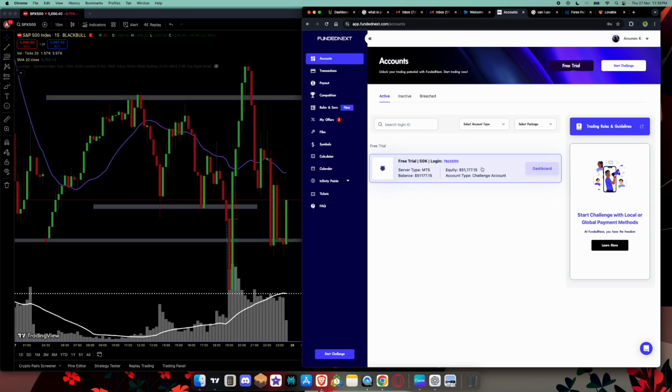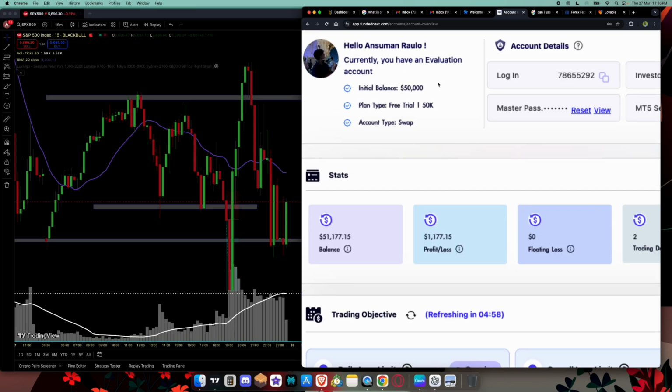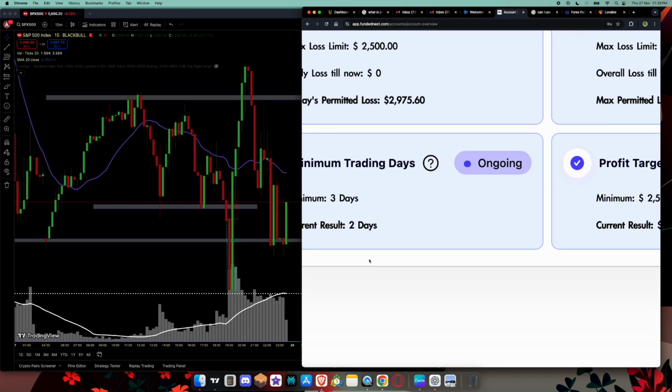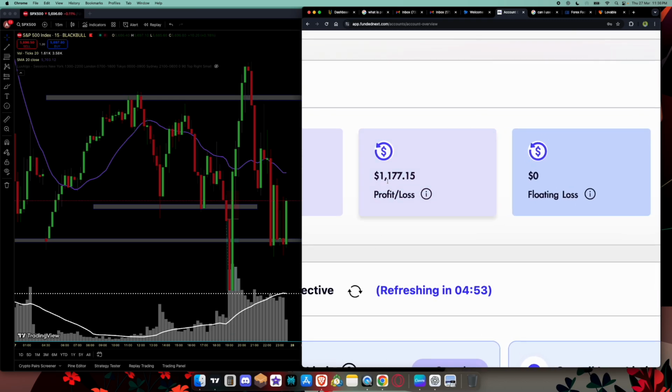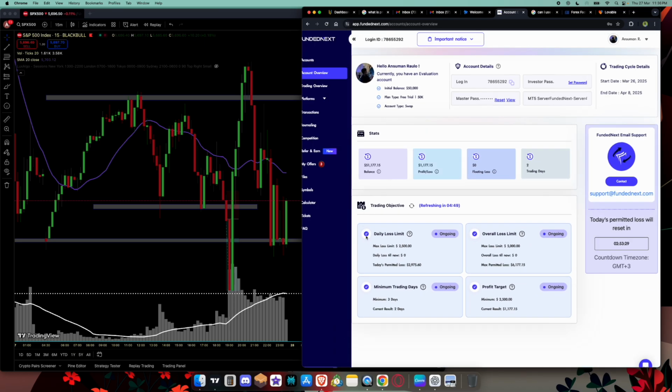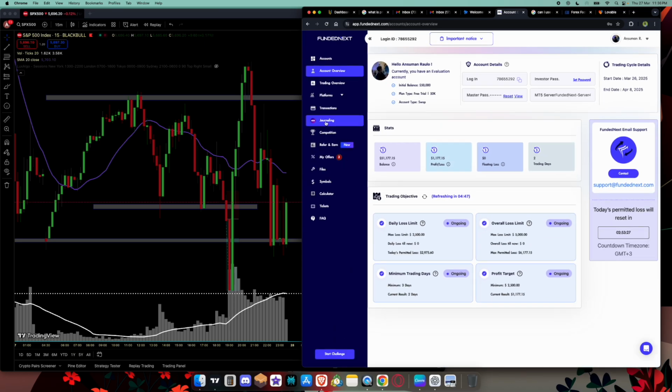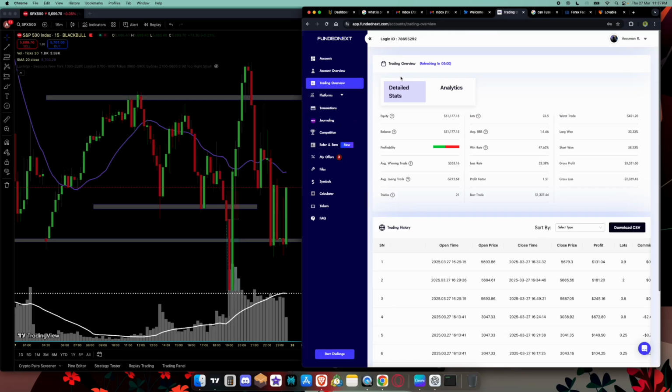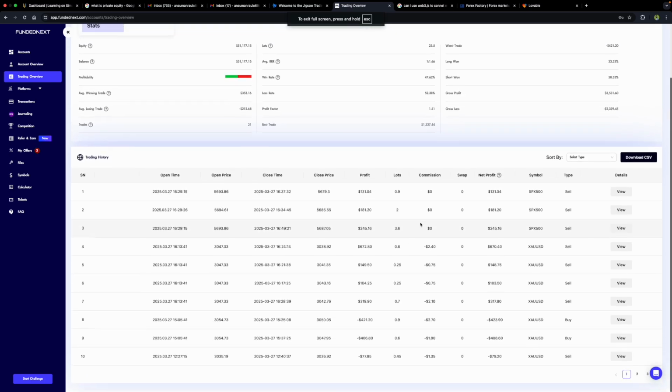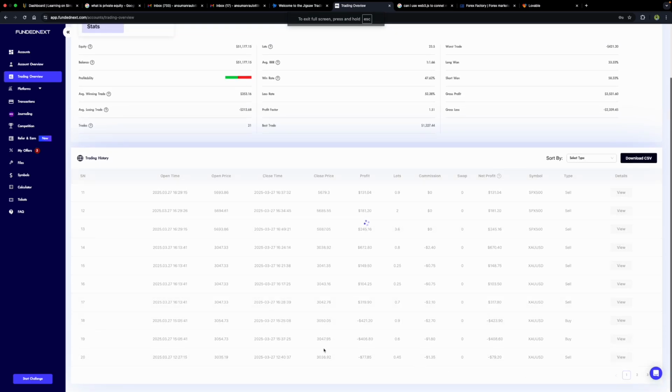So we are trading this funded account, which has an initial balance of $50,000, and we are currently sitting at $1,177. Today we faced some losses, some drawdowns, and also some winning trades. But the most important part is, guess what, we closed in positive. We closed at $480 positive. This is my trading history for today, as you can see.